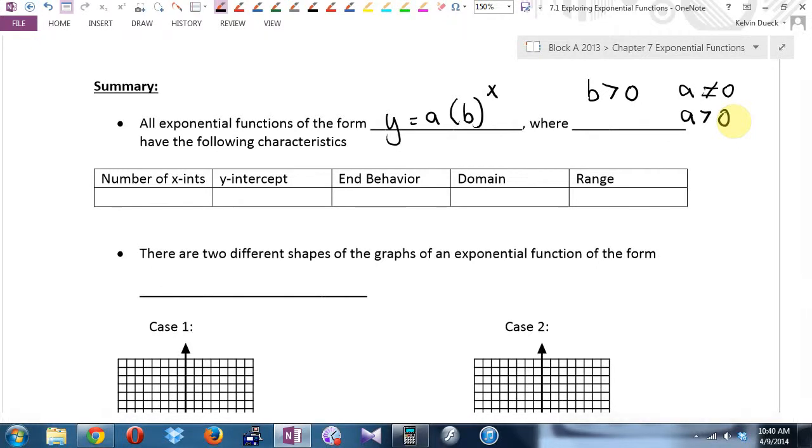What will they all look like? They will have no x-intercepts. The y-intercept will be 0, comma, whatever number is sitting where the a is. Right? What's the end behavior from what to what? What's the domain? What's the range?